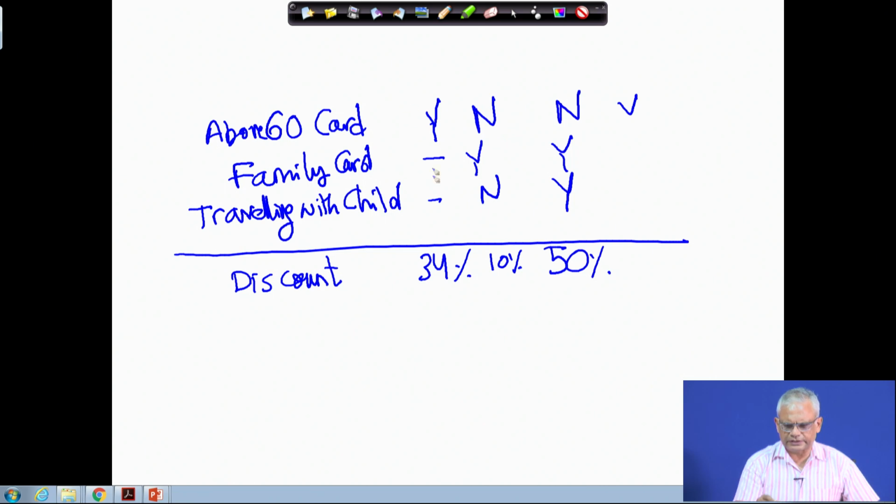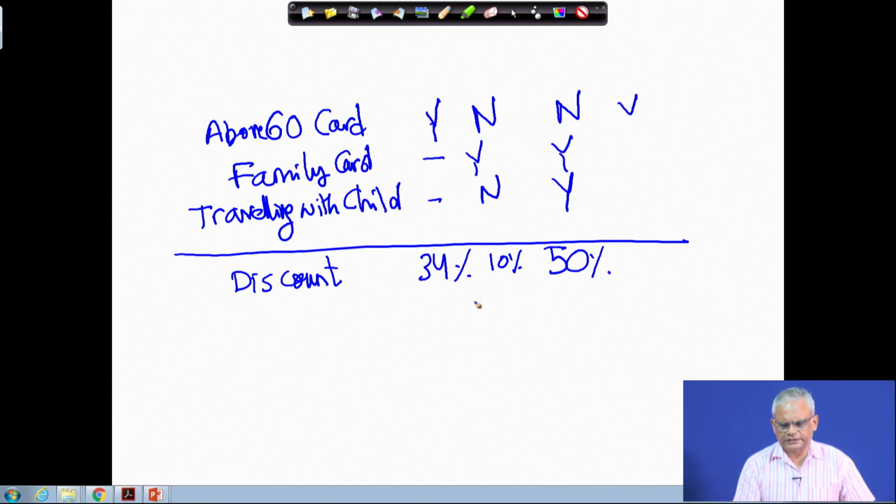So, if you have an above-60 card, it does not matter about traveling with a child, you get a 34% discount. If you are not above 60 and you hold a family card and are not traveling with a child, you get a 10% discount. And if you are not above 60, you hold a family card, and you are traveling with a child, you get a 50% discount. I think that covers all the scenarios.